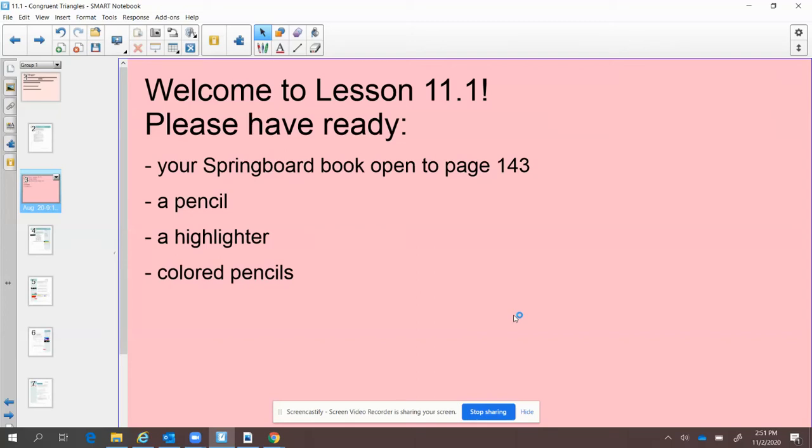Everyone, welcome to Unit 2, Part 2, and this is talking about Lesson 11.1, which is starting on page 143 in your Springboard book. Now, you're probably going to want a pencil and a highlighter like usual, but I also would recommend colored pencils today to help you visualize some of the pieces we're going to go over.